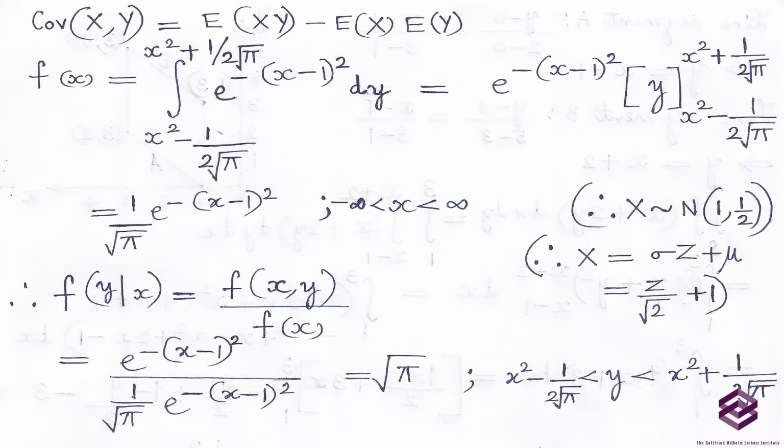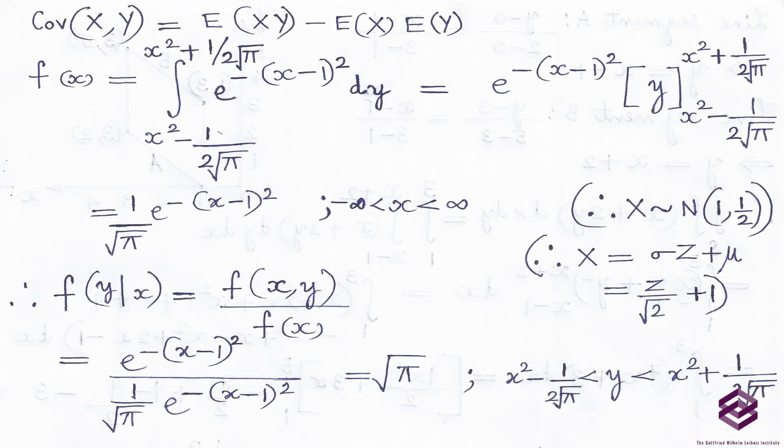There are two parabolas. So just integrate with respect to y between these parabolas, and it finally turns out that X is a normal random variable having parameters 1 and 1 by 2. That means X has mean 1 and variance 1 by 2. As X is a normal random variable, we can express X as sigma Z plus mu. That is, X is equal to Z by root 2 plus 1. That's all about the marginal density of X.